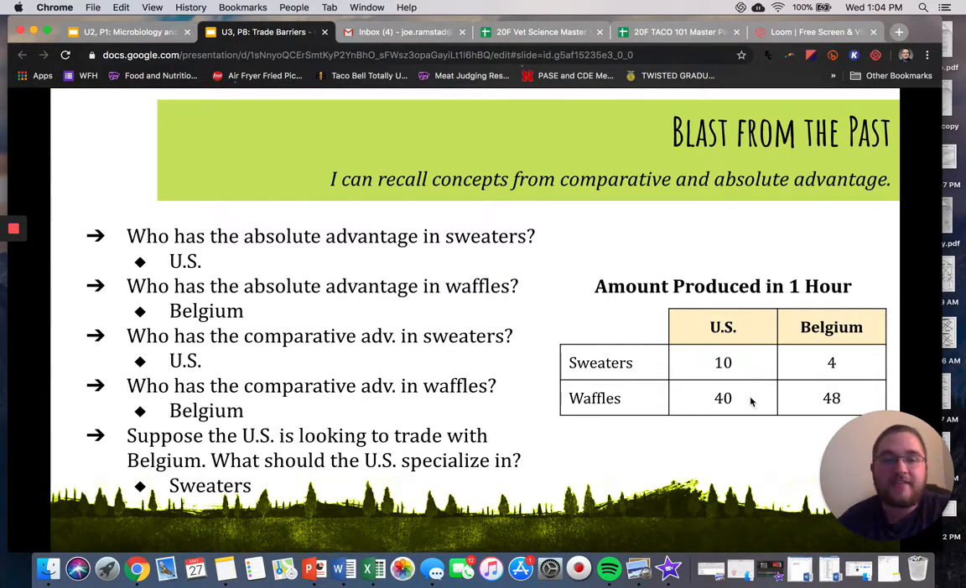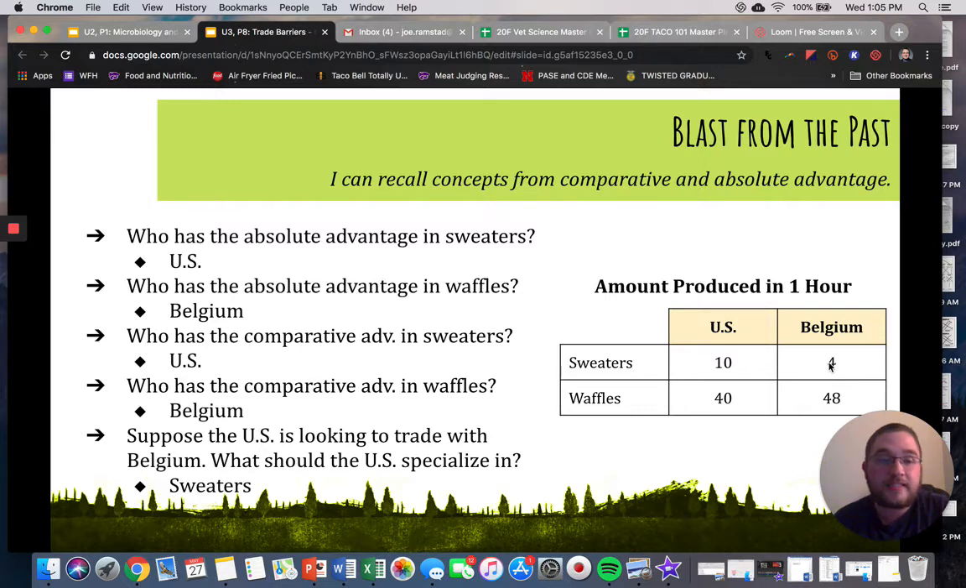They are going to be giving up less resources to make sweaters, okay? On the other hand, if we do that math again, Belgium is going to have the comparative advantage in waffles, okay? So again, if we take 4 divided by 48 and 10 divided by 40, we are having a smaller number for Belgium, okay? So they have a lower opportunity cost, therefore they have a comparative advantage in producing the waffles, okay? Now, suppose the US is looking to trade with Belgium. The US should certainly specialize in making sweaters.